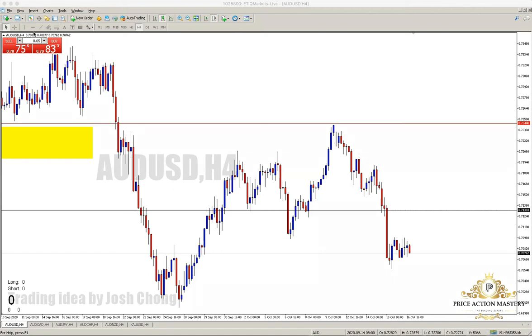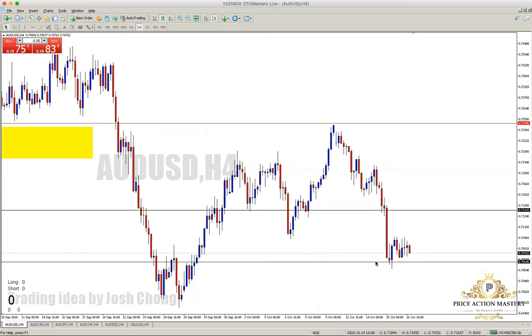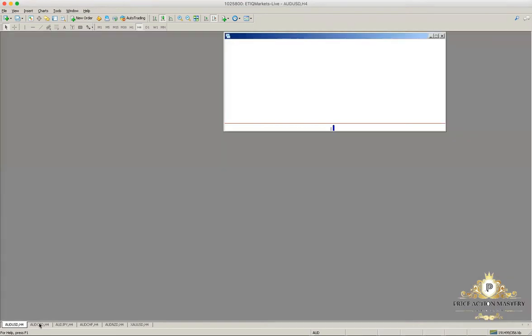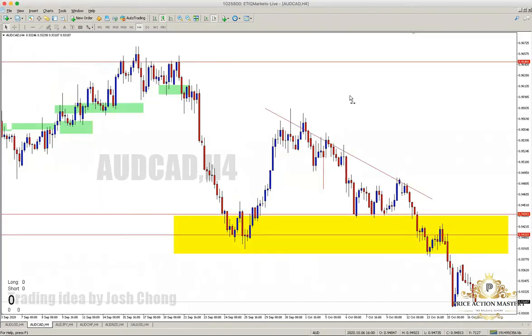Basically, as we can see, this is a buyer area, because this is support. This area will attract a lot of buyers as well. But buying over here will not be so convincing because the trend is moving down.